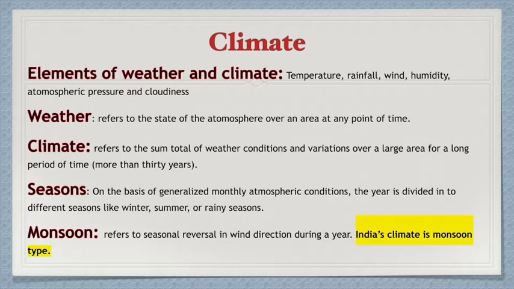Then next, climate. Climate refers to the sum total of weather conditions and variations over a large area for a longer period of time, usually more than 30 years. That is called climate. Climate is the sum total of weather conditions over a larger area for a longer period of time, more than 30 years. That is called climate.